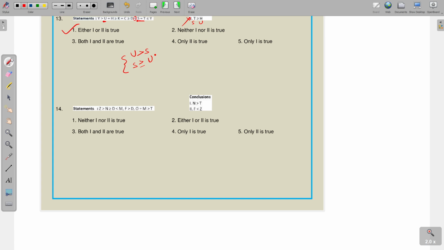Coming to the 14th one, n less than or greater than t. So n here and t here, so n less than or equal to d and greater than m and also less than t. Here there are two opposite signs, so the first conclusion does not follow. M less than z. So m here and z here, and here also m, both are different signs, so 2 does not follow. Neither conclusion 1 nor 2 follows.